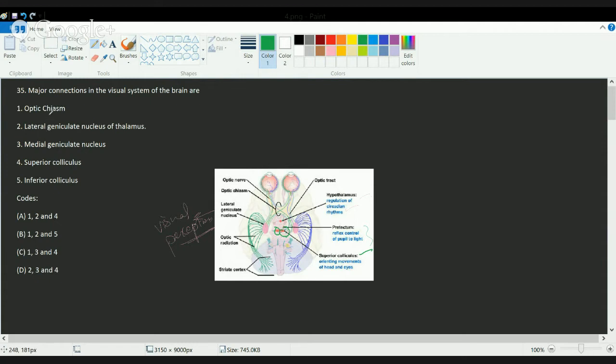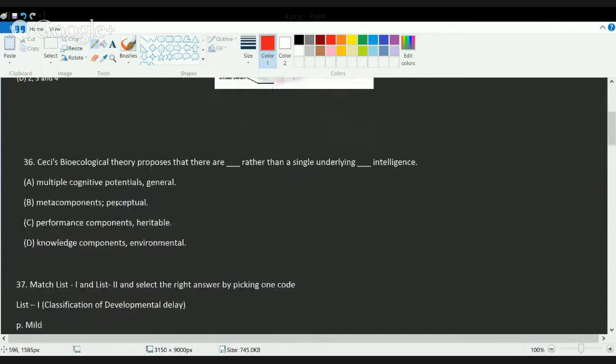Since we can look at this diagram and understand the flow of the signals for the visual system here, the correct answer would be optic chiasm, lateral geniculate, and the superior colliculus. So 1, 2, and 4 would be the correct choices here. We'll be covering this topic in detail in further classes, so stay tuned for the section on visual understanding.